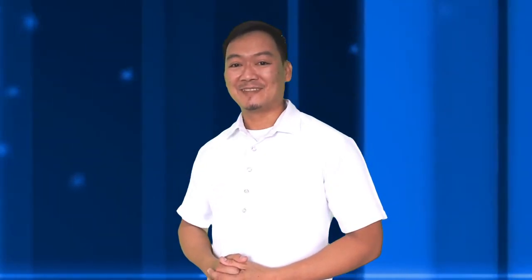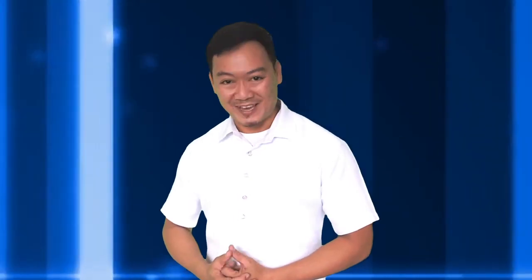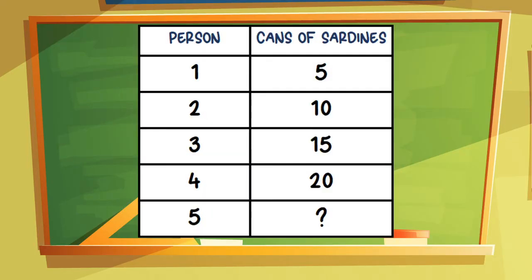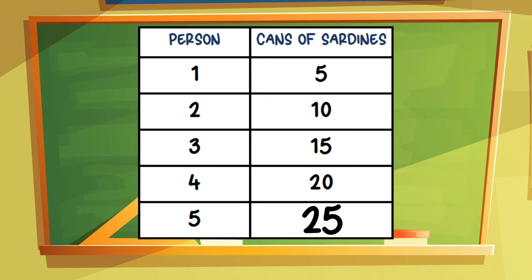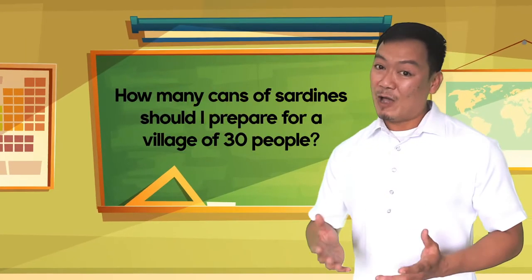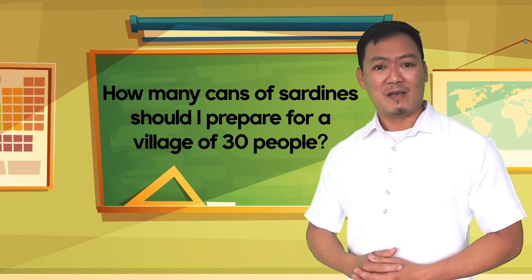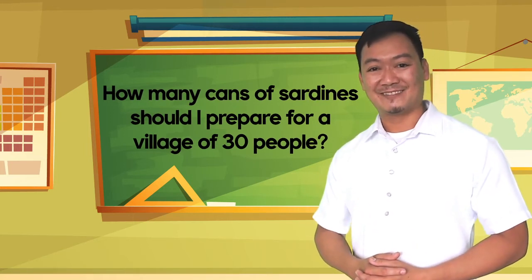Fascinating, isn't it? Well, that's math, my dear pupils. Math offers a variety of skills that will help you succeed in many real-life problems. Now, where were we? Oh yeah, okay. So, if one person is to 5 cans of sardines, 2 persons is to 10, 3 is to 15, and 4 is to 20, how about 5 persons? Correct. It's 25. Now let's try bigger numbers. How many cans of sardines should I prepare for a village of 30 people?